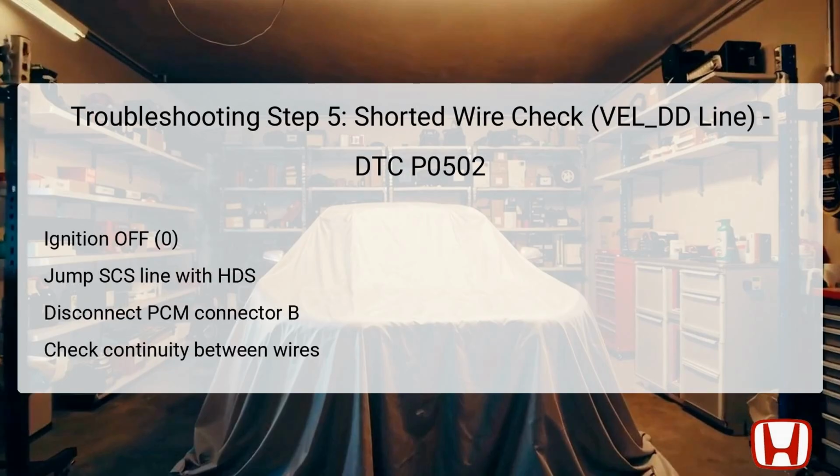The fifth step focuses on checking for shorts in the VEDD line, which is critical for the sensor's functioning. Begin by turning the ignition switch to the lock 0 position to ensure the system is off. Using the HDS again, jump the SCS line to initiate precise measurements. Next, disconnect the PCM connector B, ensuring that this important component is isolated during testing.